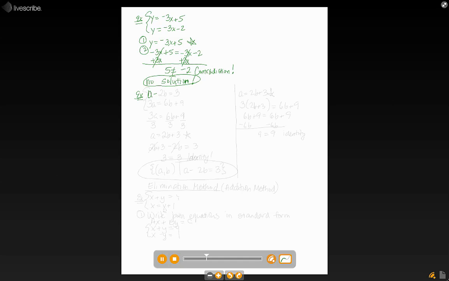A minus 2b equals 3. That's supposed to be a little a, sorry. And 3a equals 6b plus 9. There's my system.